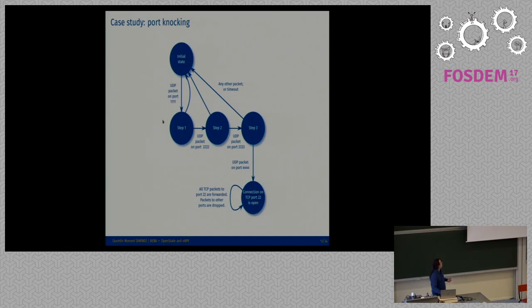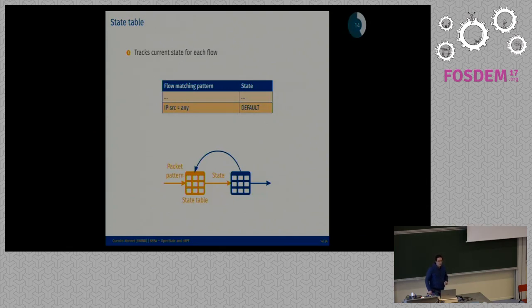When we receive the first packet of this sequence, we move to step 1, 2, 3, and then we open the SSH port. And if we find a packet in between that's not part of the sequence, we go back to the initial state. So this is the state table for this example.